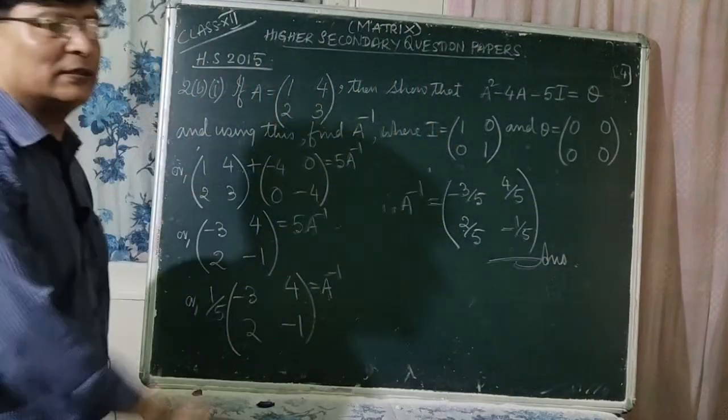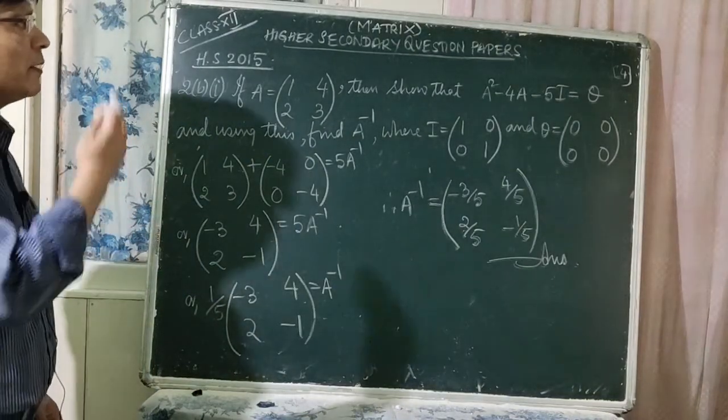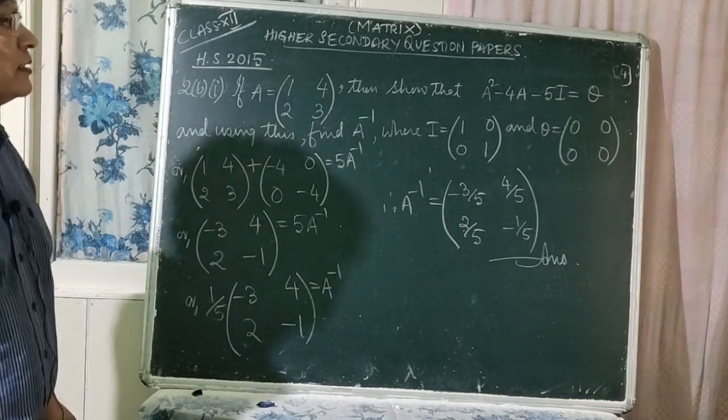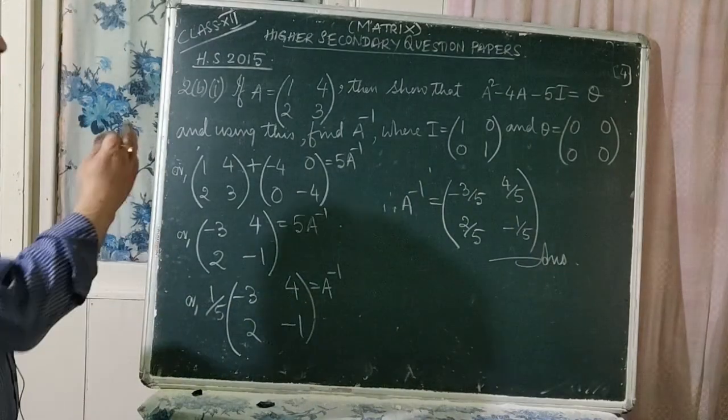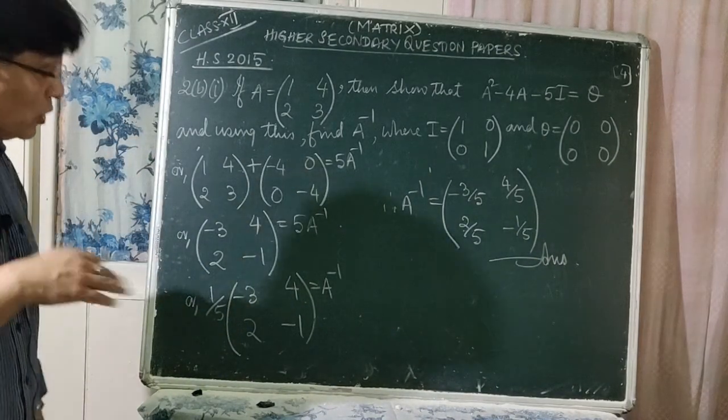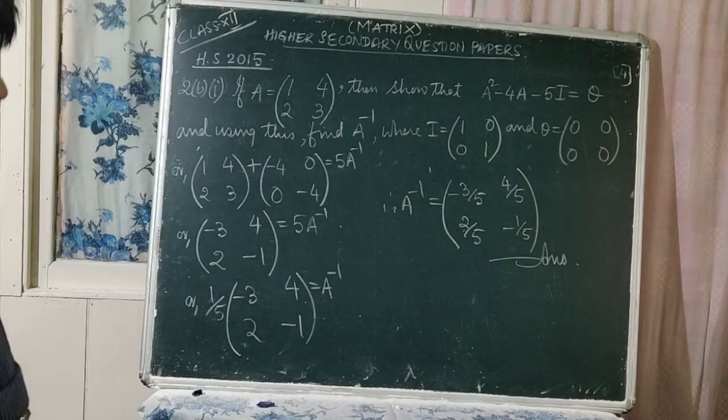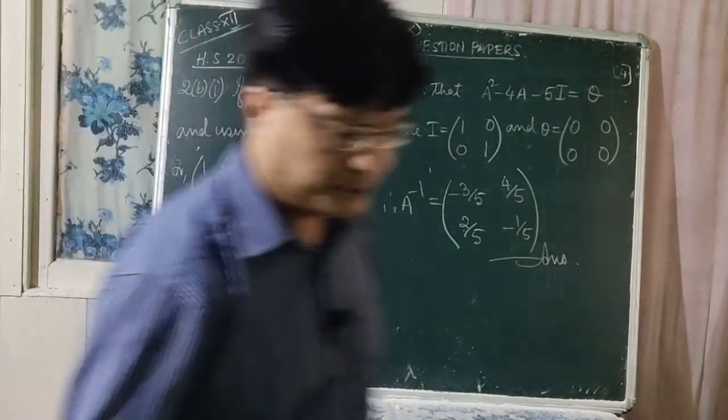So we have got the matrix A inverse from the relation A square minus 4A minus 5I is equal to theta. So this is a very, very important question. You can practice it at home. Now we'll do the next question.